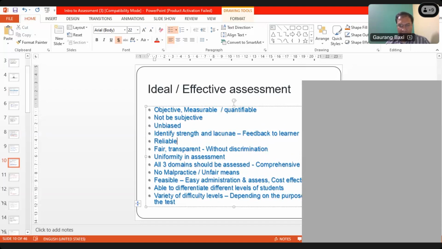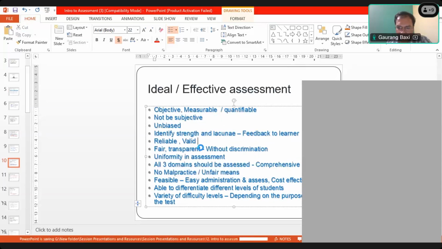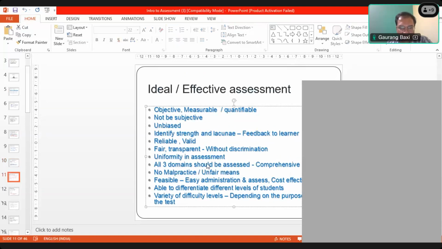Okay, and along with reliable, it should be valid. Ever heard about these terms, validity and reliability? Yes, sir. Yeah, so we'll talk about that separately. Okay, so thank you everyone. Any other points left out if anyone wants to share? Okay, so let's just see whether everything is covered.